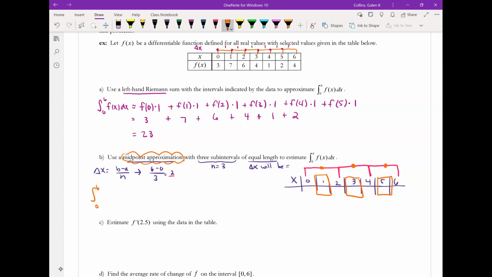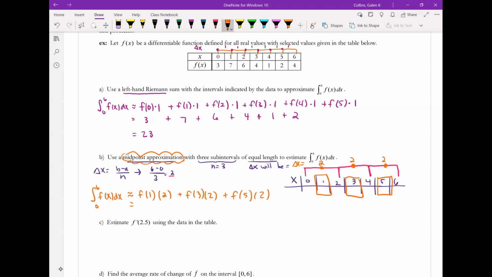So our definite integral of f from 0 to 6 using the midpoint approximation, well, it's going to be approximately f of 1 times, now remember, my delta x is not 1, but rather my delta x for each of these rectangles is 2. So the area I'm calculating is f of 1, the height of the rectangle, times 2, the width of the rectangle. Then I'm going to add f of 3 times my delta x of 2, and then we're going to add f of 5 times our delta x of 2.